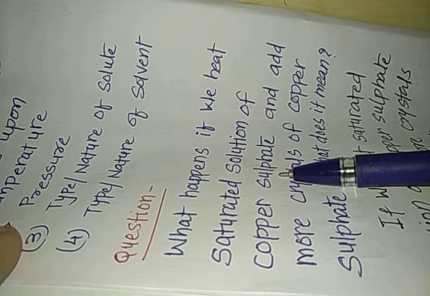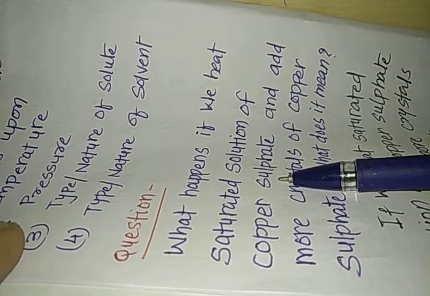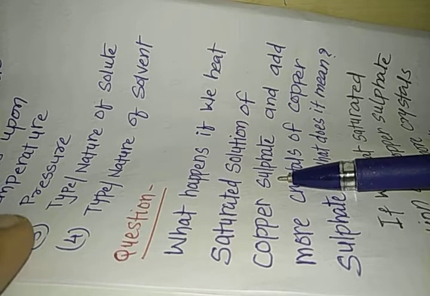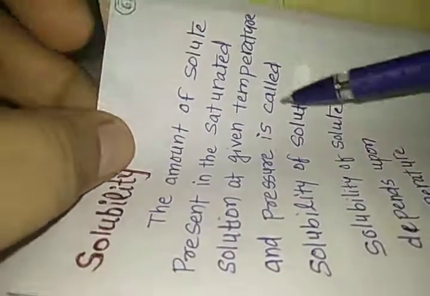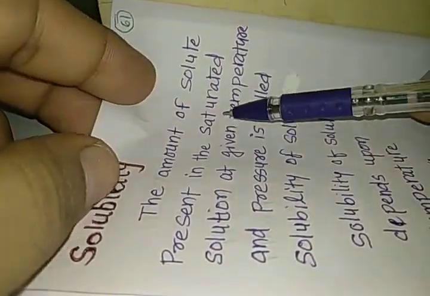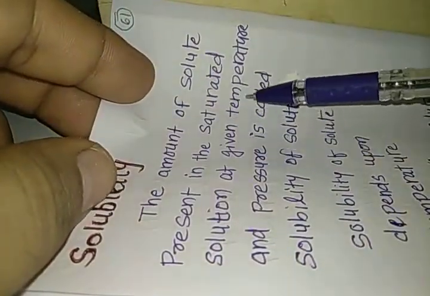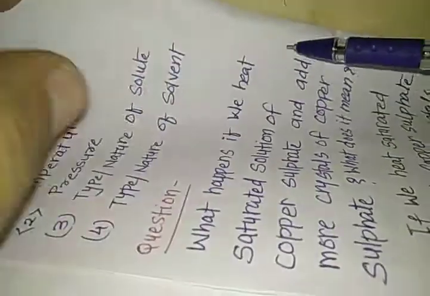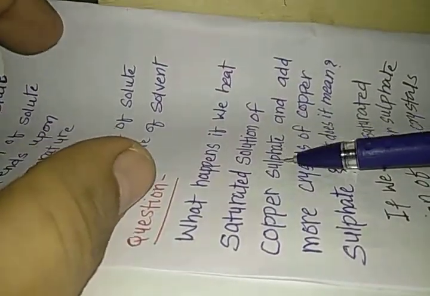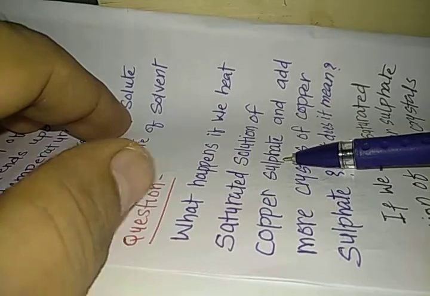The concentration of copper sulfate in a saturated solution is called the solubility of the copper sulfate. That is the definition. Let us once again look at the definition. The amount of solute present in the saturated solution at given temperature and pressure is called the solubility of solute, and that is why the amount of solute that is present in the saturated solution of copper sulfate is called its solubility.